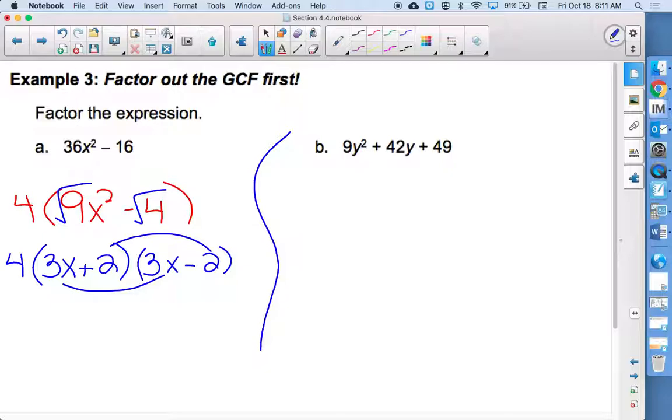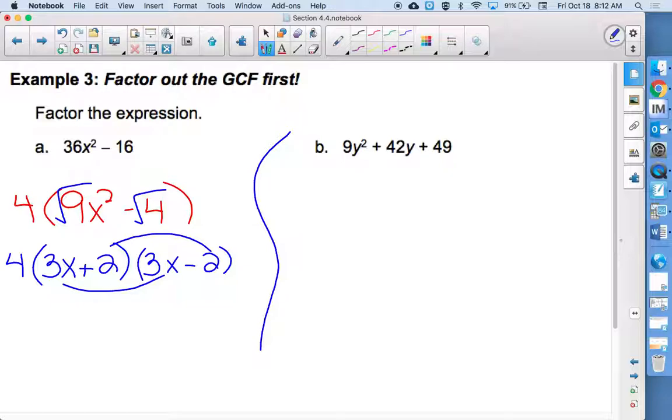So looking at the next one, we have 9y squared plus 42y plus 49. So again, first question, is there a GCF? So 9, 42, 49. Is there a GCF, Nina? No, there isn't a GCF. So 42 and 49 have 7 in common. 9 does not. Do they have a 3 in common? No. So there isn't anything that we can do that they would have in common.